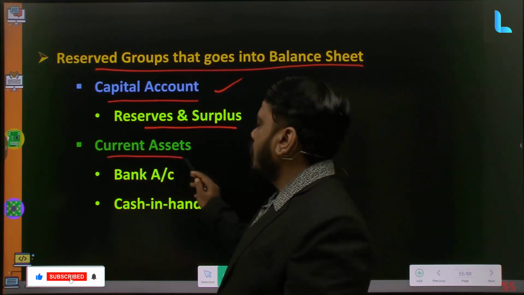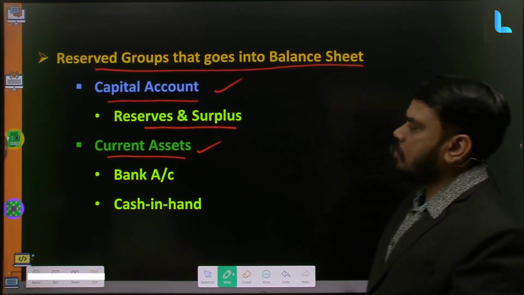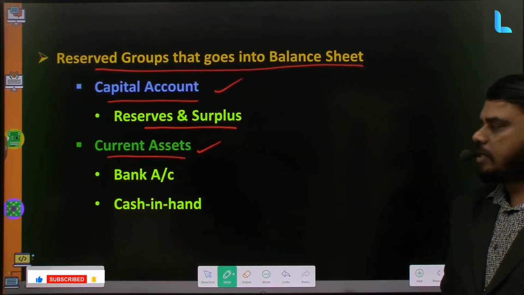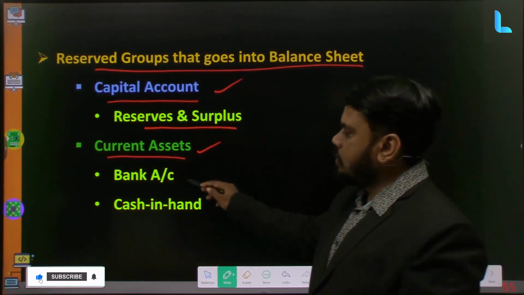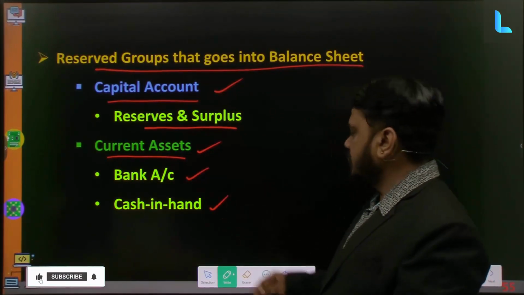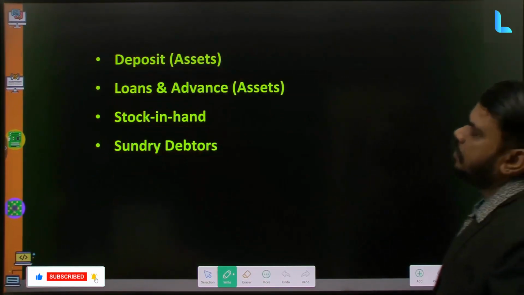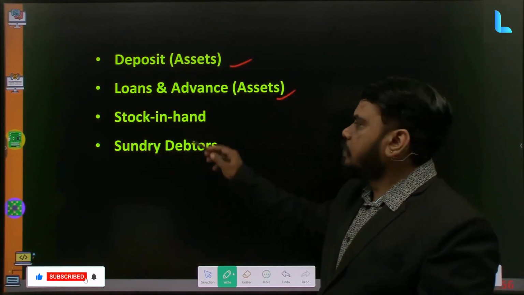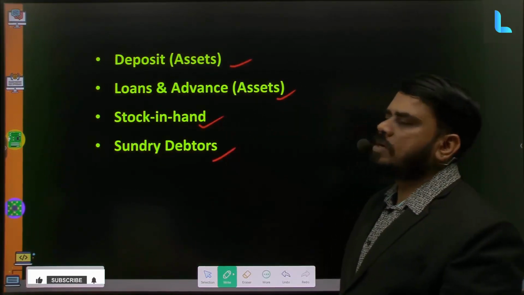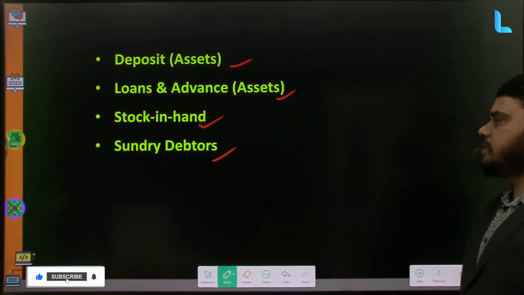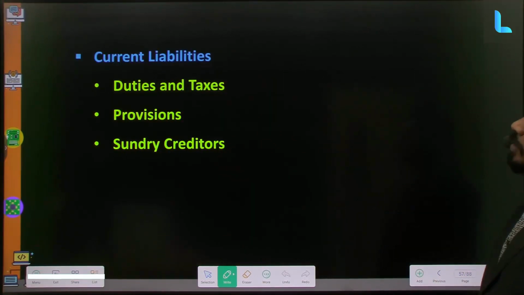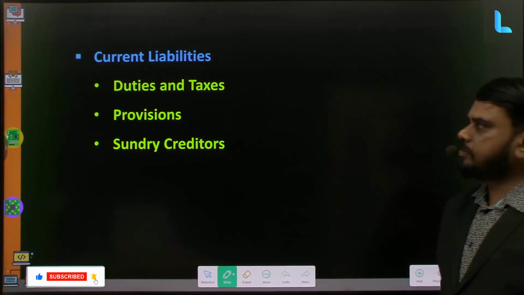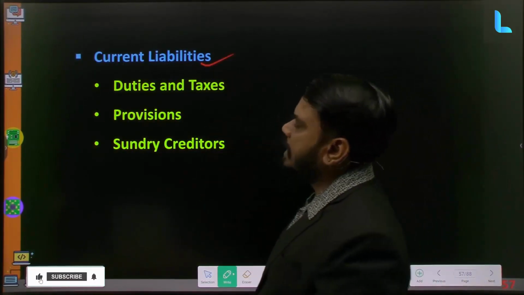Similarly, we have an account group type called current assets. Current assets are nothing but the assets which we can use immediately. Under this come the bank account of the company, cash in hand account, deposits on the asset side, loans and advances on the asset side, stock in hand, and sundry debtors. These are all types of current assets, six different subtypes.